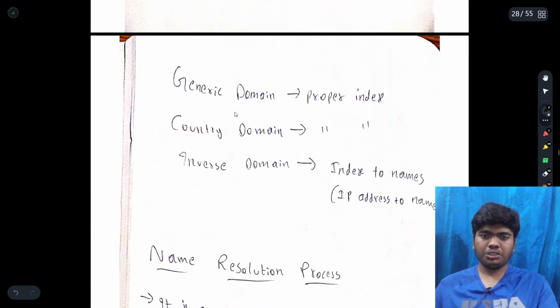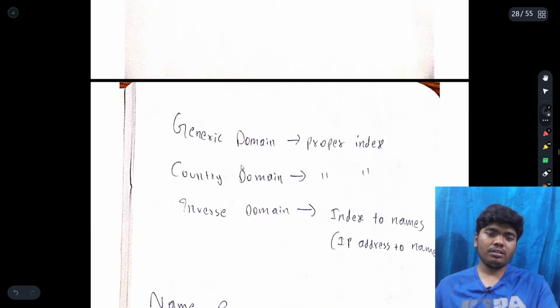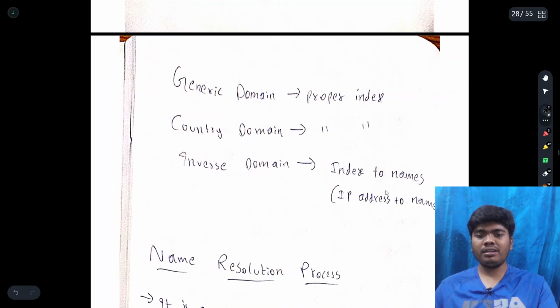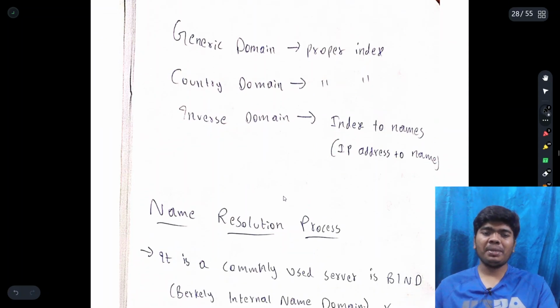And now generic domain, country domain, inverse domain, that is, index to names or IP addresses to names. So here the domains are of different types. Generic domain is something like a proper index, whereas country domain is something like if it ends with IN, COM, US, NZ. So it represents some country names, whereas inverse domain is something like IP addresses to names or names to IP addresses.